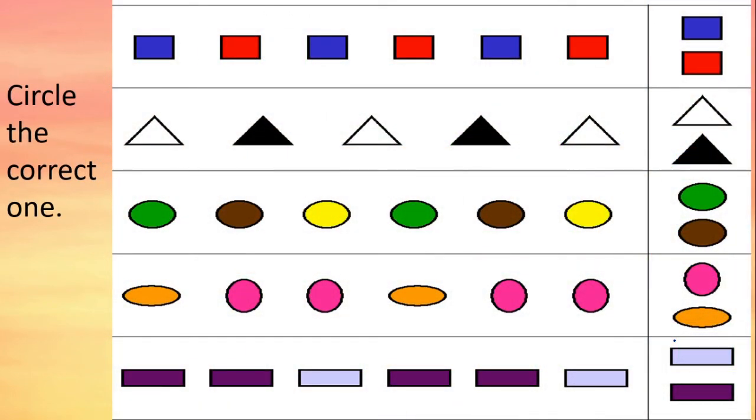Circle the correct one. See dear children, again here we have to play with the colors, because designs are same, shapes are same, so we have to choose the proper color which will come next. Okay, blue, red, blue, red, blue, red, blue, right? We will circle this. Here white, black, white, black, white, yes, black. If you say loudly, then you will get the answer quickly.